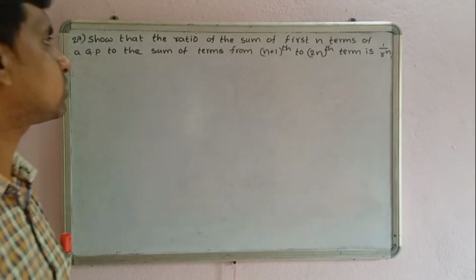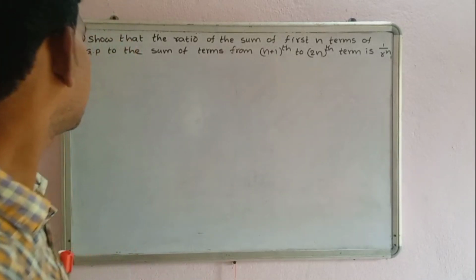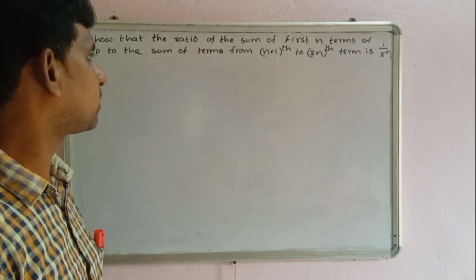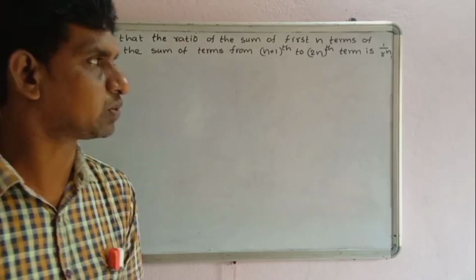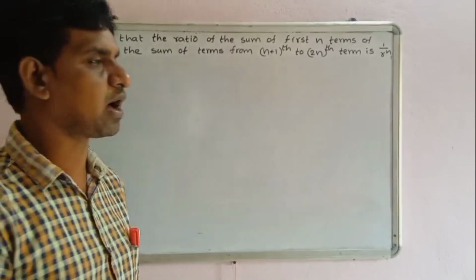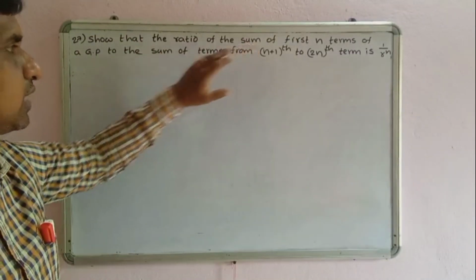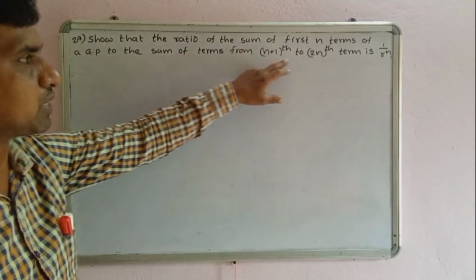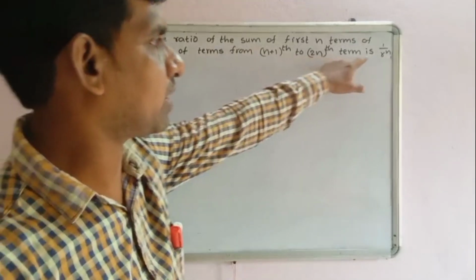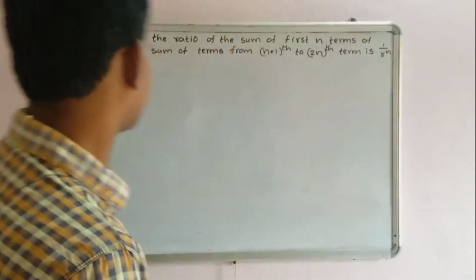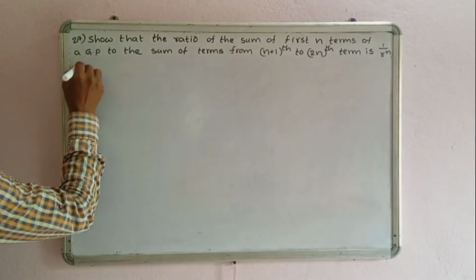Show that the ratio of the sum of the first n terms of a GP to the sum of the terms from n plus 1 to the 2nth term is 1 by r power n. Okay. So we have to find the ratio of the sum of first n terms to the sum of terms from n plus 1 to the 2nth term. What should the ratio come to? It should come to 1 by r power n. So see the solution. Okay.